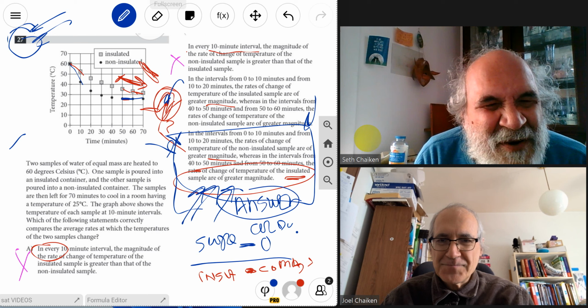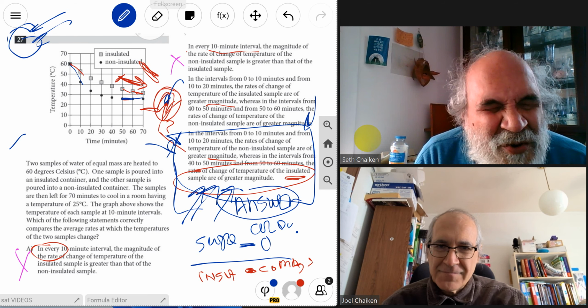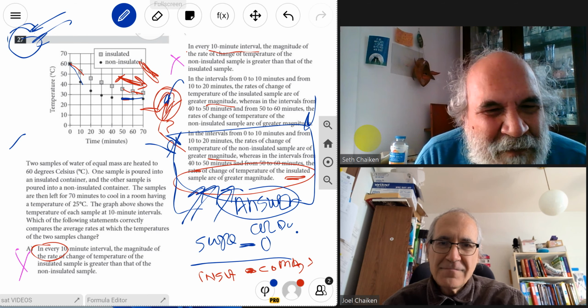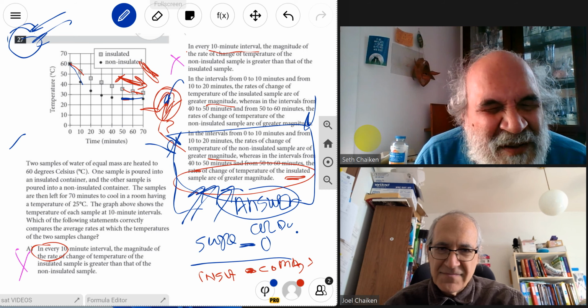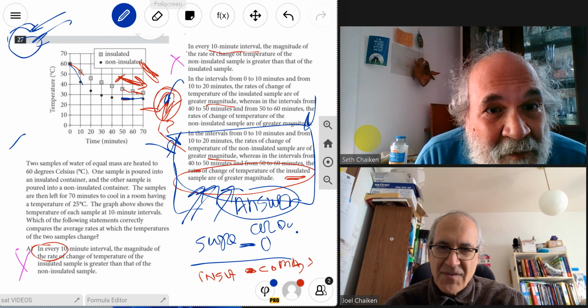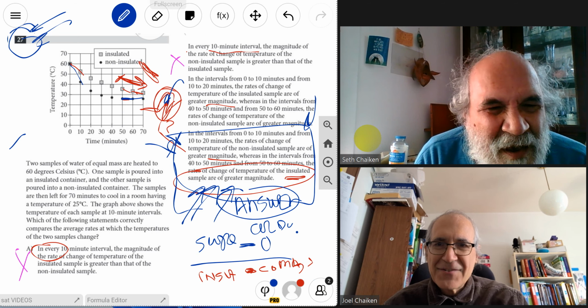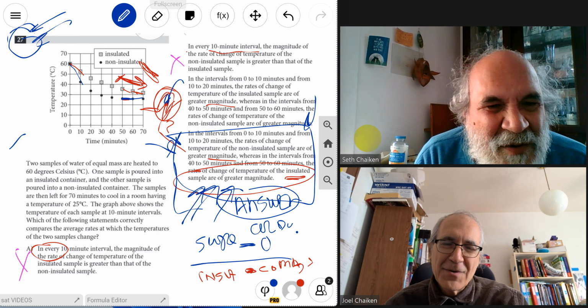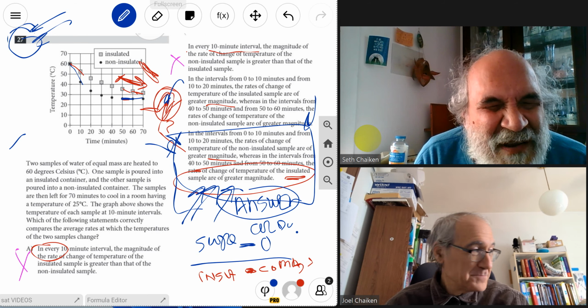In the intervals from 0 to 10, and I'm going to ignore 10 to 20, the rate of change of the non-insulated, which is gray, is of greater magnitude than the insulated. No, it's not gray. Non-insulated is black. Oh, okay. Let me read it again. Oh, sorry, we were flubbing up. Okay, I'll try again more carefully.